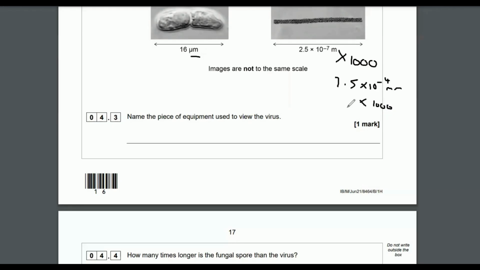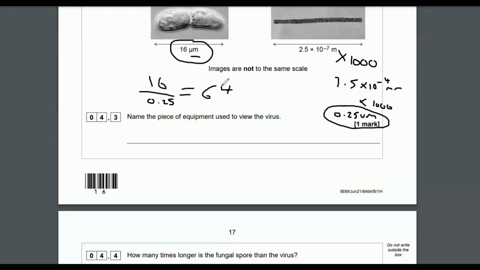If I times by 1,000 again, we're going to get 0.25 micrometers. We've now got the same units because I put the virus into the same units. And now I can see how many times bigger that is. And of course, 16 over 0.25 is the same as saying 16 times 4. So what's that? 44, 60, 64, I believe. And there we go. That's going to get you 3 fat marks. 1 mark for converting into micrometers, 1 mark for dividing, 1 mark for the answer.